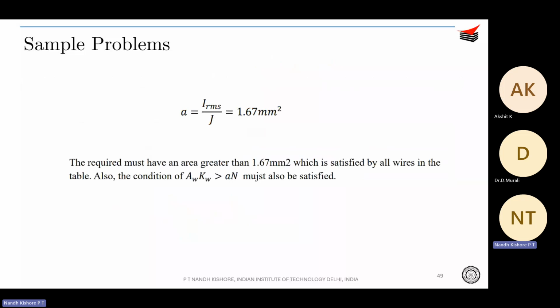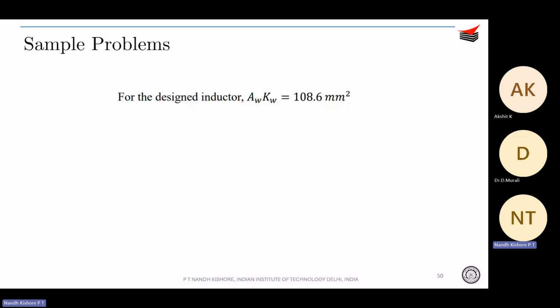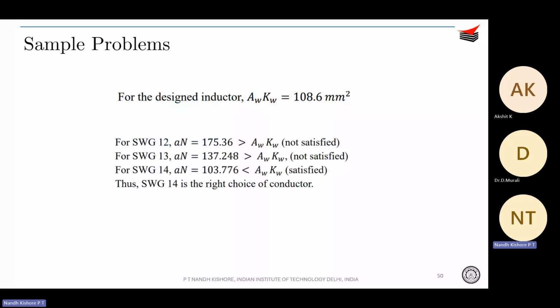You need to ensure that KW AW should be more than N into AW. KW AW is 108.6 mm square. So you can see that SWG14 is the correct value.